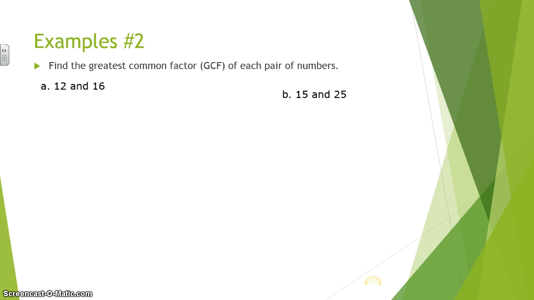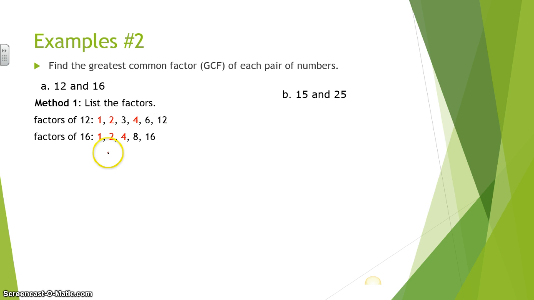Now we're looking at the greatest common factor, or sometimes you'll see it as GCF, of each pair of these numbers. So for A, we have 12 and 16. There are two different methods. For the first set, 12 and 16, what we can do is list our factors. We'll list all the factors of 12. That would be 1, 2, 3, 4, 6, and 12, because 1 times 12 is 12, 2 times 6 is 12, 3 times 4 is 12. Now let's list all the factors of 16. That would be 1, 2, 4, 8, and 16.